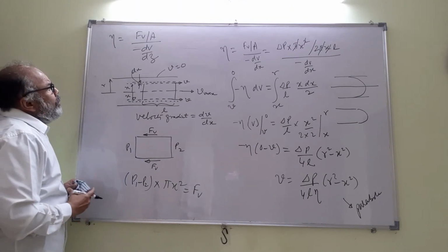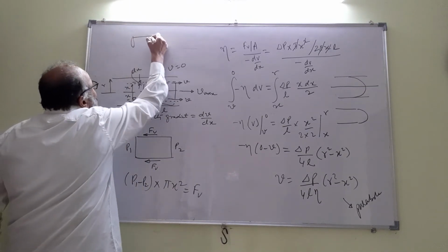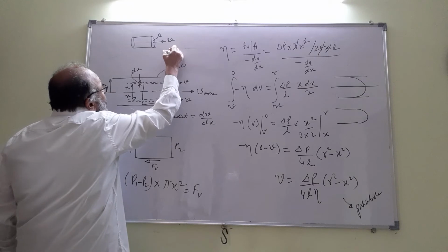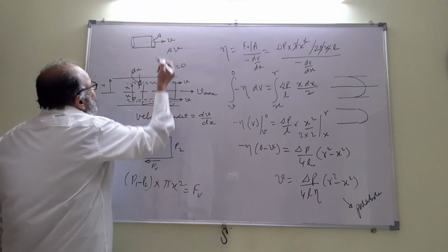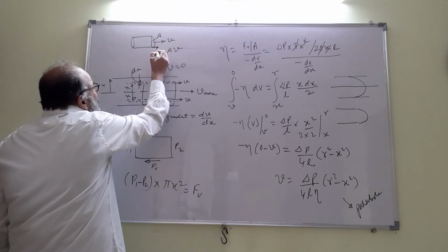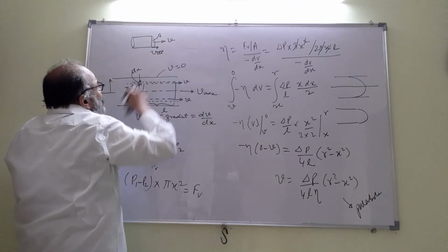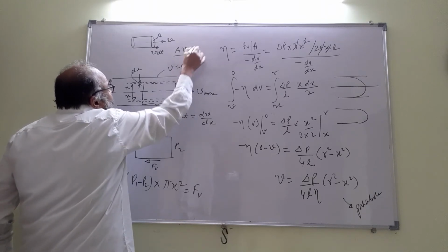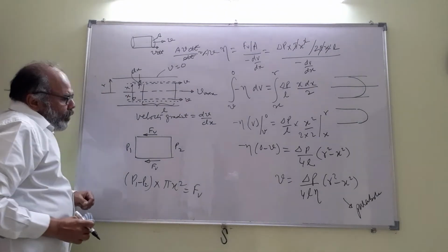We can easily find the volume flow rate. We know if there is a tube of area A and the velocity is v, then the volume flow rate is A into v. Why is that? Because in a time dt, the liquid will move by a distance v dt. Therefore, the volume that has flown is A into v dt. We want the volume flow rate, so we divide by dt, and that is Av. So the area into the velocity gives you the volume flow rate.